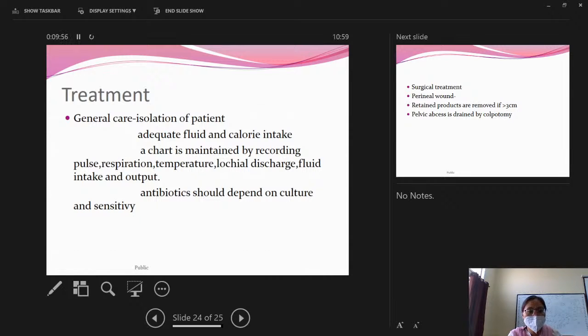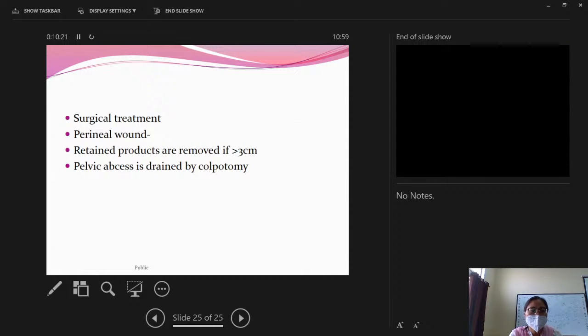In case of treatment, first, usually it's an infection case, so we usually isolate the patient, and the patient is treated with adequate fluids and calorie intake, and there will be charting of the vitals and the amount of fluid intake and output, and the quality and the quantity of the lochia discharge. The antibiotics should be given according to the culture and sensitivity.